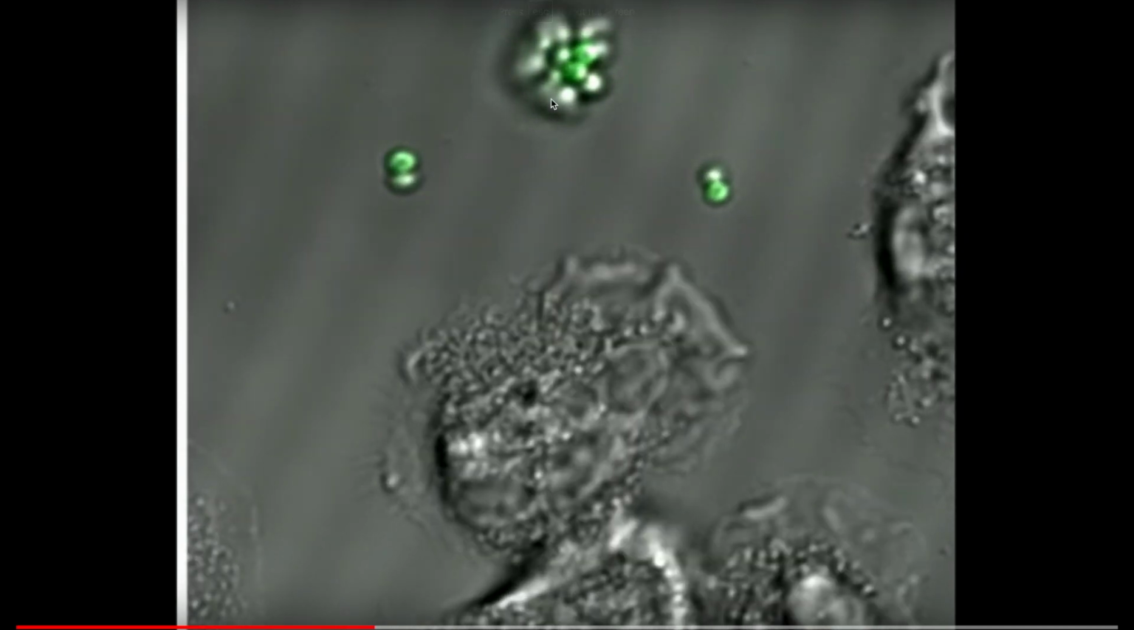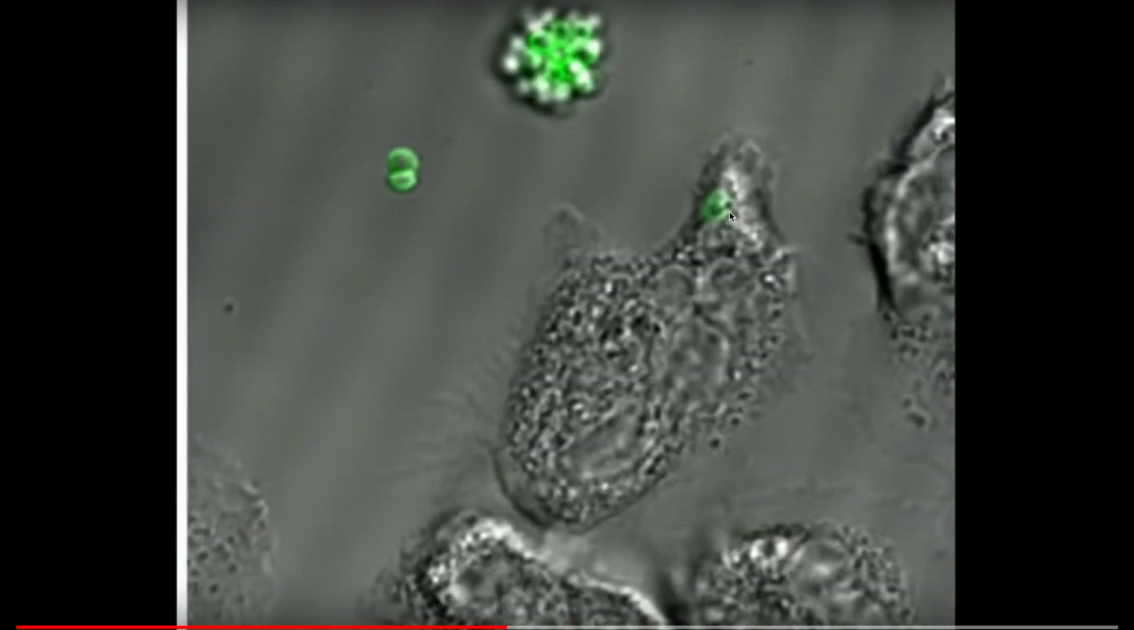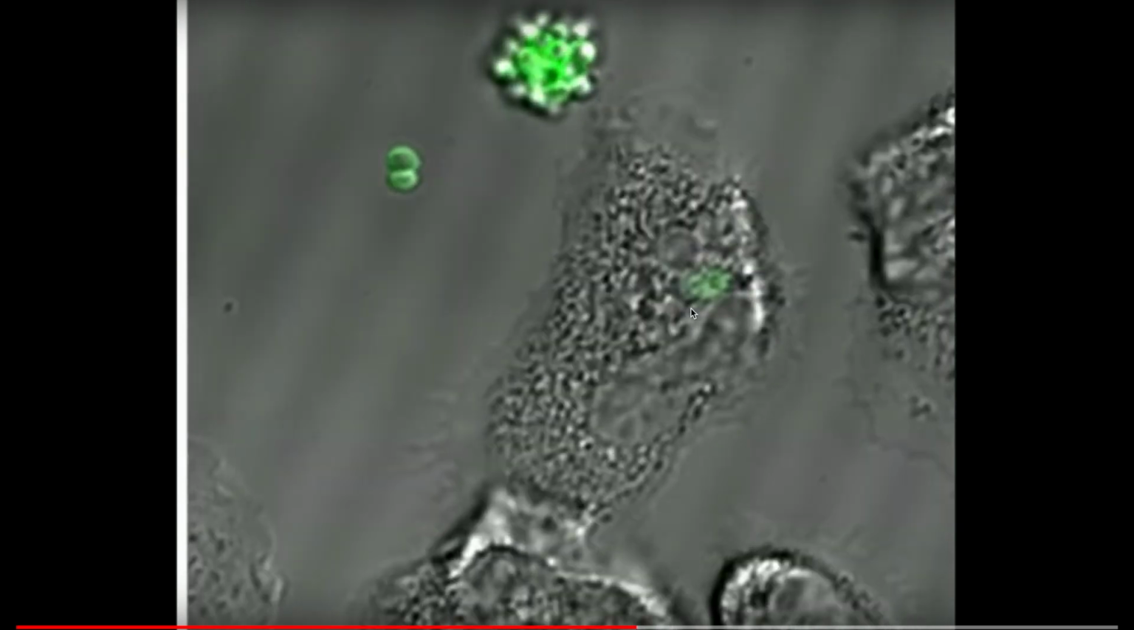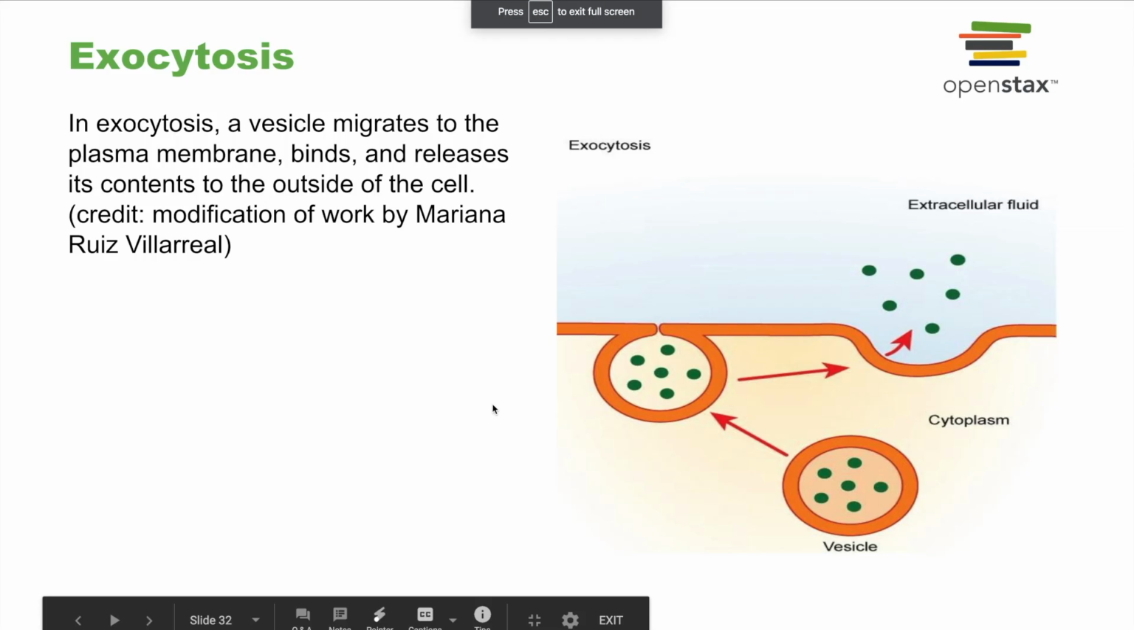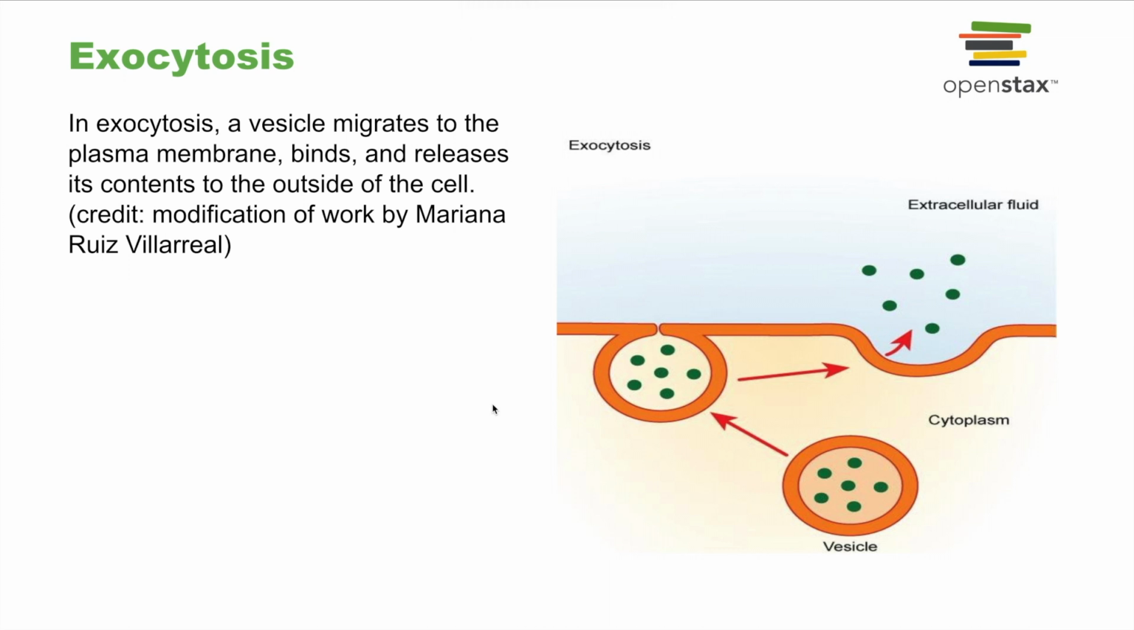Now here's a video of a cell actually taking up. This is a cell, these are bacterial cells, and it's a phagocyte, see? And it's taking in the bacteria inside.